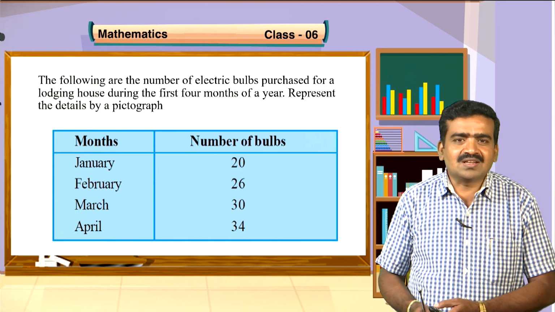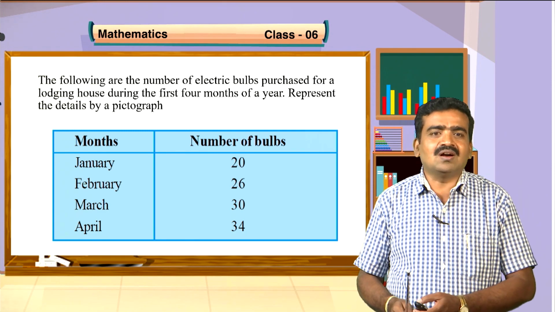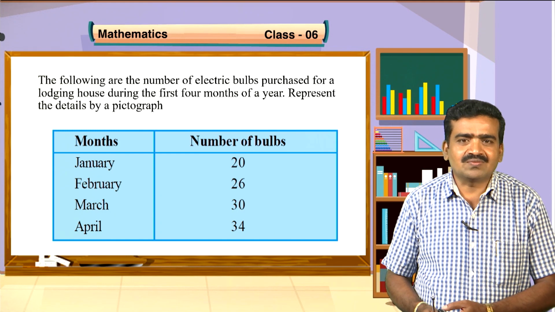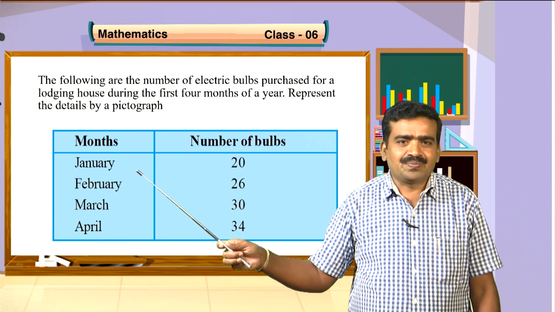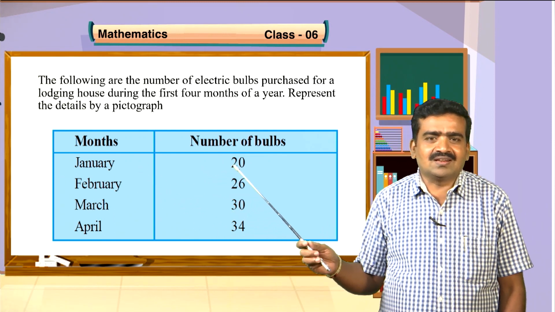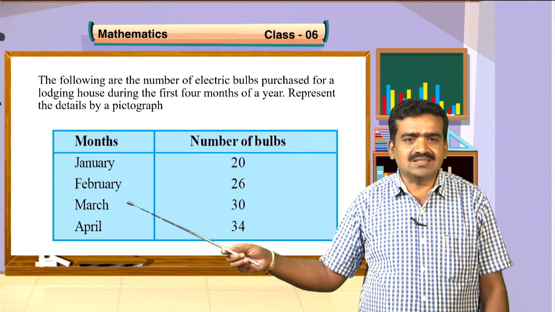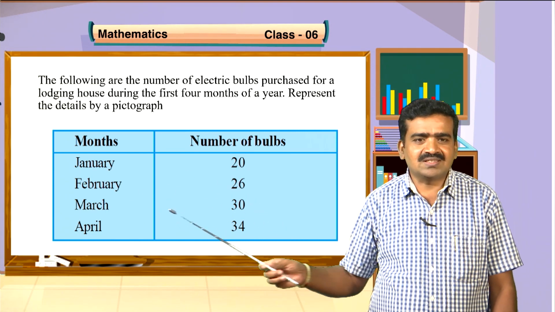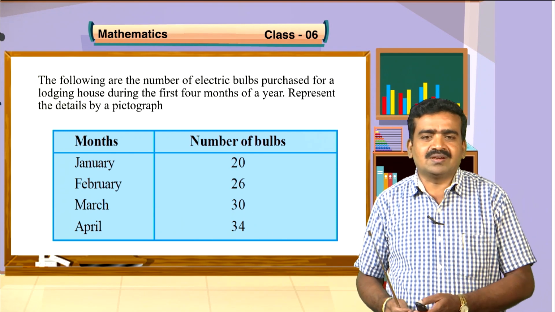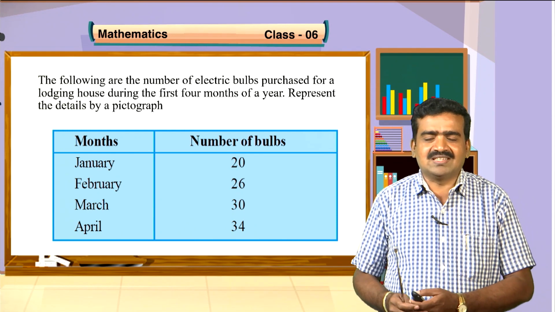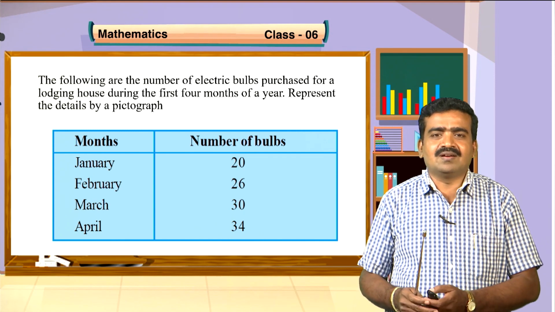The following are the number of electric bulbs purchased for a lodging house during the first 4 months of a year. Represent the details by a pictograph. In January, 20 bulbs were purchased. In February, 26 were purchased. In March, 30 bulbs were purchased, and in April, 34 bulbs were purchased. For this, you have to represent the data using a pictograph.